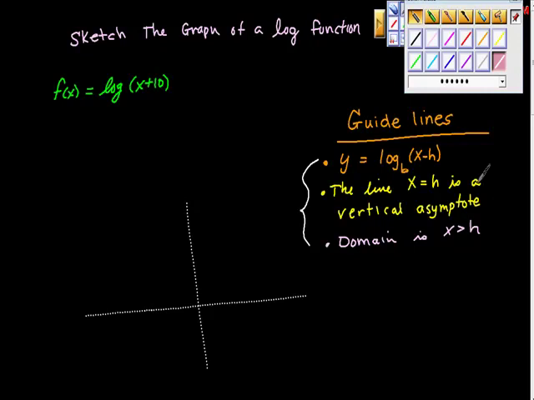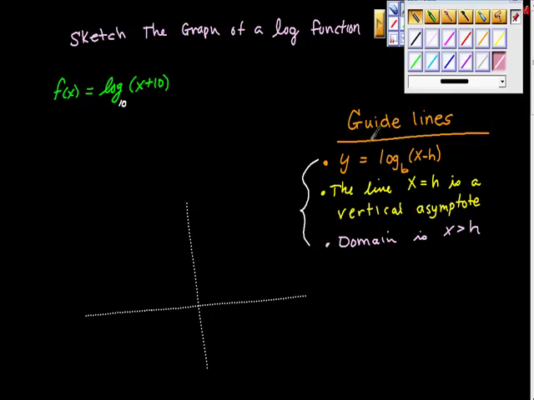Okay, so this is what we're going to do. Here's what we're supposed to graph: f of x equals the common log of x plus 10. What I want you to make sure you understand is that if you don't see a base, you assume a base of 10. You don't need to write that, but if you see log and you don't see a base, it's log base 10, and it's called the common log.